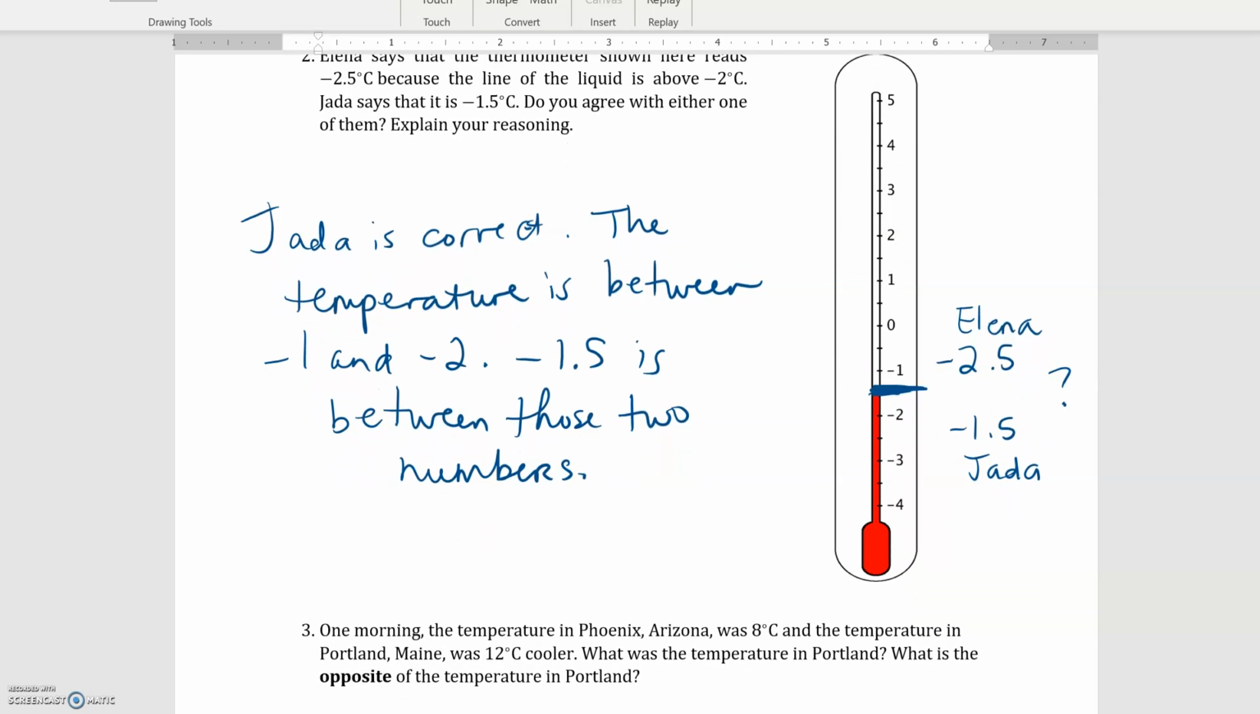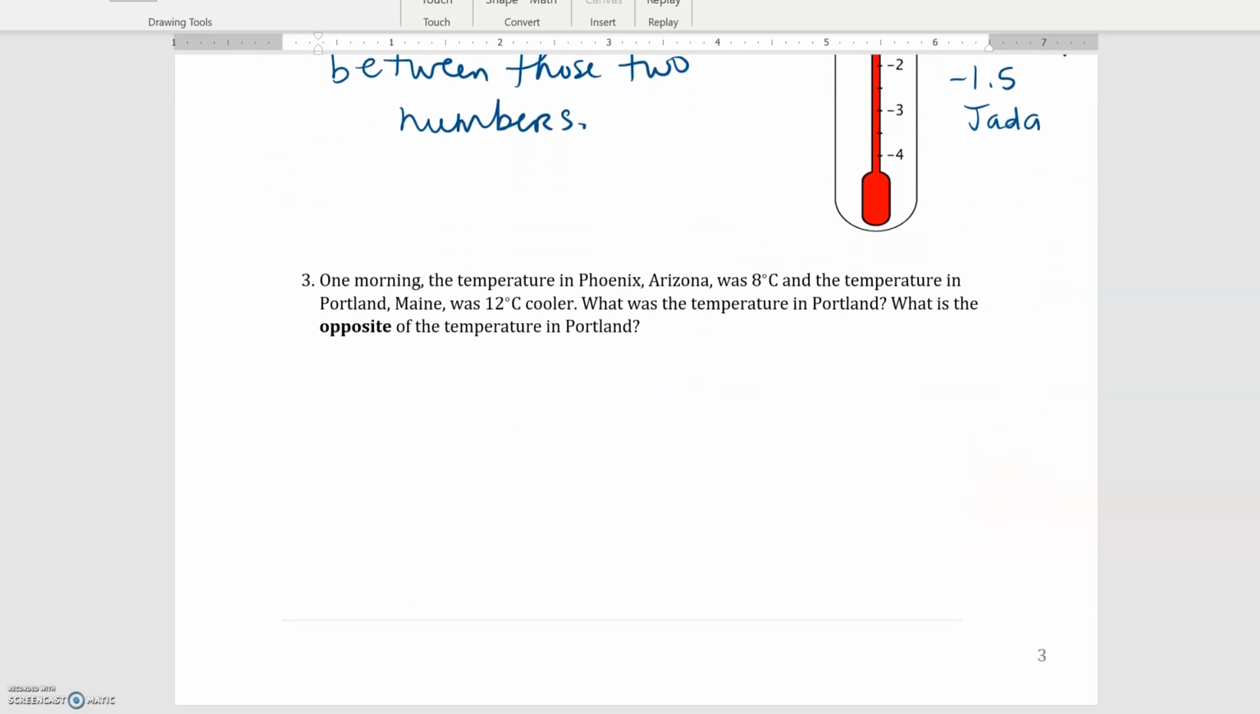We have one more question for today's lesson, which is a review from yesterday's lesson. I'm going to read it with you together, and then you're going to answer it using a number line to support your reasoning. One morning, the temperature in Phoenix, Arizona was 8 degrees Celsius, and the temperature in Portland, Maine was 12 degrees Celsius cooler. I'm going to highlight this word cooler because that's super important to reference when you solve this problem. What was the temperature in Portland? And then second question, what is the opposite of the temperature in Portland?